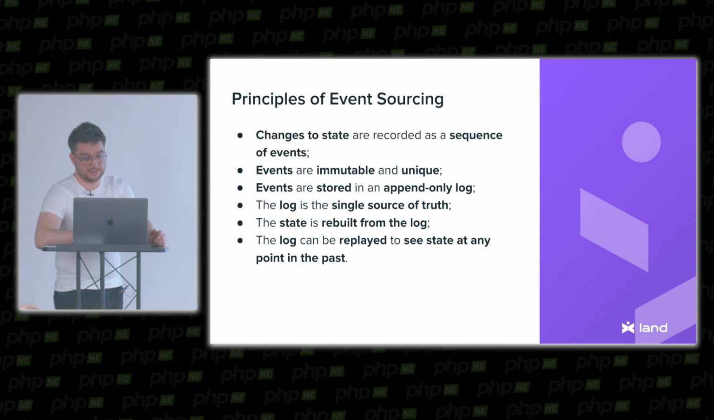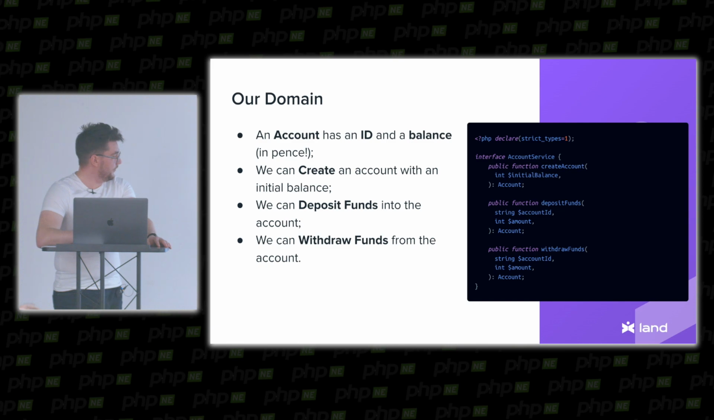So if we take a look at an example, because again, lots of words probably not making a lot of sense. Before we dive in, we'll explain what the example's domain is going to be. We're going to model an account because it's easy to visualize. I assume everyone's got a bank account unless you're off grid. We'll keep it simple. An account's got an ID and it's got a balance, and we'll be able to create an account, deposit funds and withdraw funds. So our service's interface might look a little bit like that.